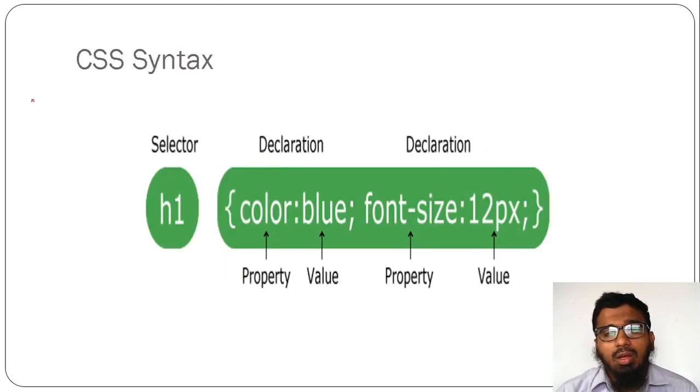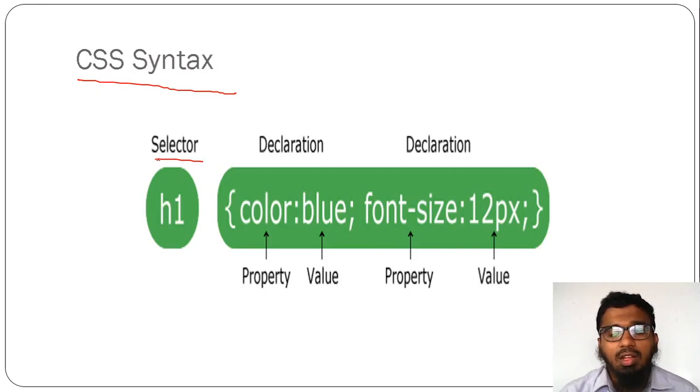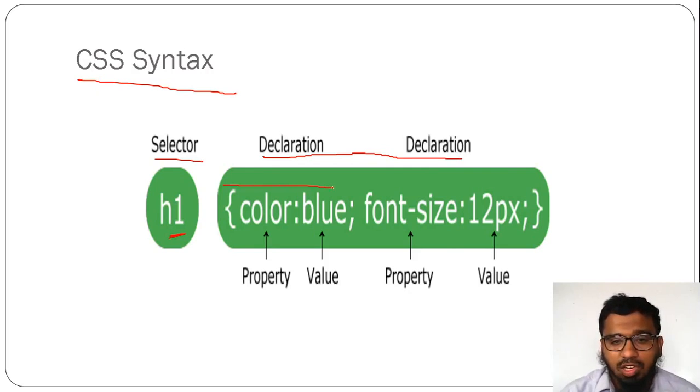Next, what is the syntax of a CSS rule? First you need to select the selector, to whom you want to apply the style. Like here, the H1 tag is selected. And this is a declaration. This is called a declaration.